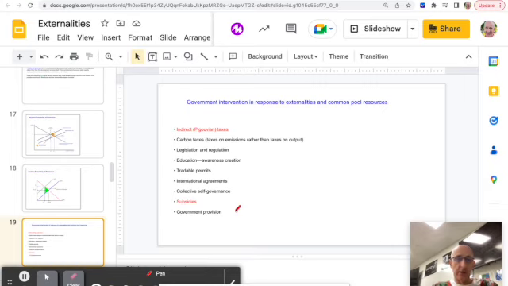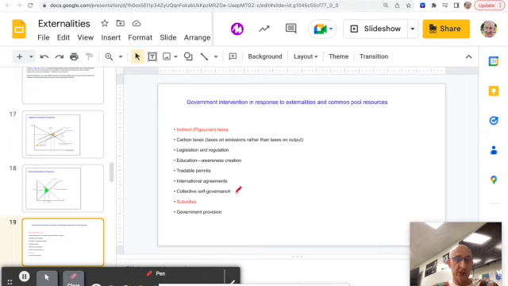In your subject guide, there's this list of ways that the governments intervene in these markets in response to externalities and common access resources. So they can use all of these methods. You should be familiar with all of them. Indirect taxes, which you've already looked at in Unit 2.7, carbon taxes as well, legislation, various rules, regulations, education, making people familiar, tradable permits, international agreements, like Kyoto Agreement, Paris Accord, and things like that.